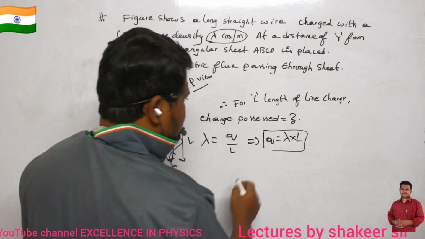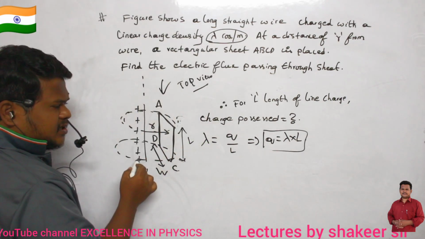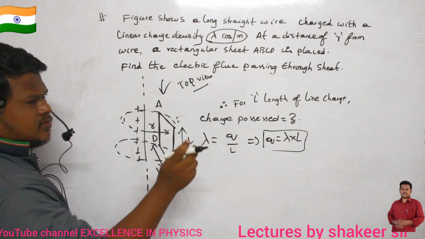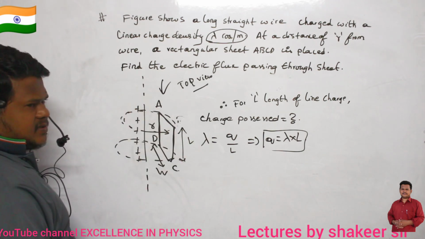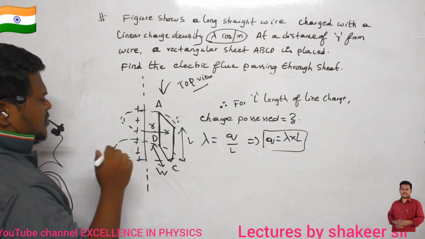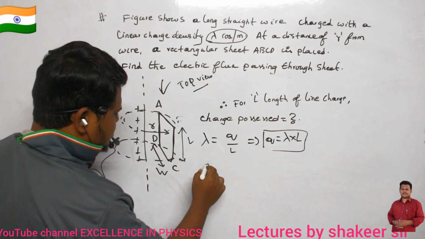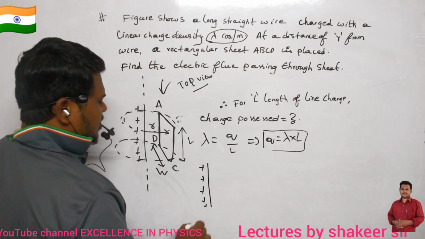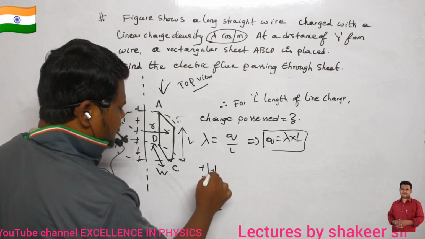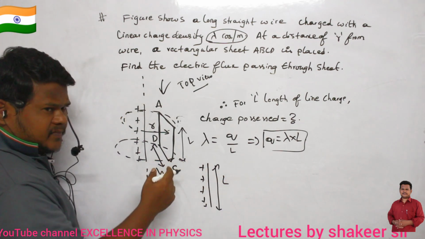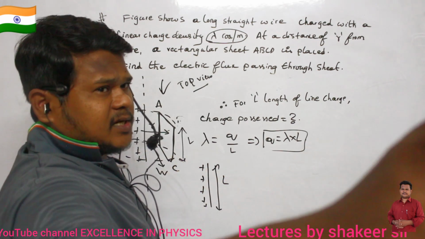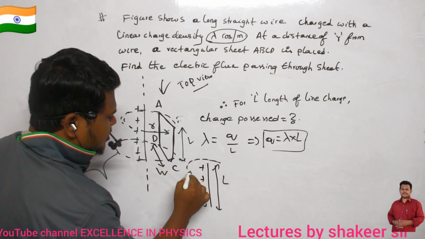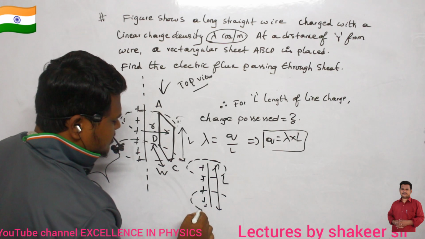Can I write like this? So in this L length of the line charge, how much charge will be present? Q is equal to lambda into L. This much amount of charge will be present. Are you able to understand? Now, this is the line charge, whose effective length, how much length am I taking? L length only. It actually has infinite length, but I am taking only L length. So around this L length, I construct a Gaussian surface like this.